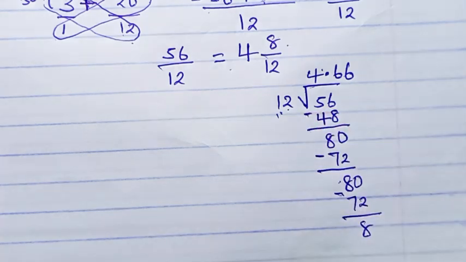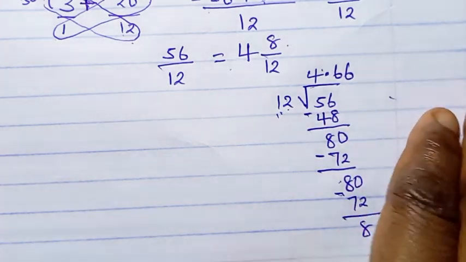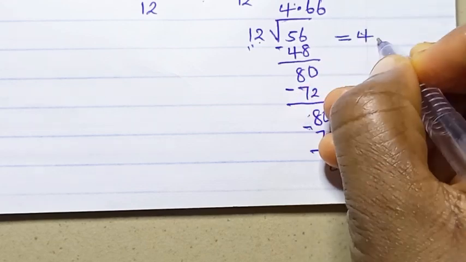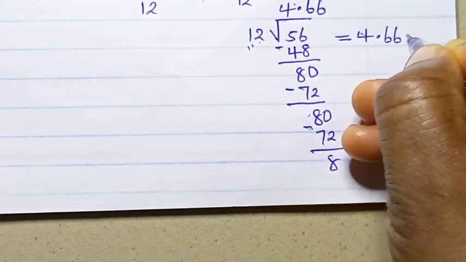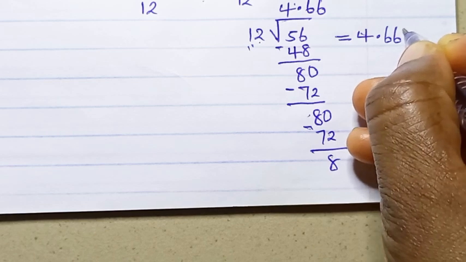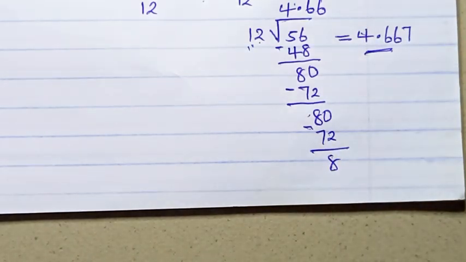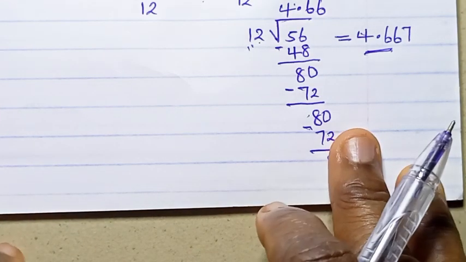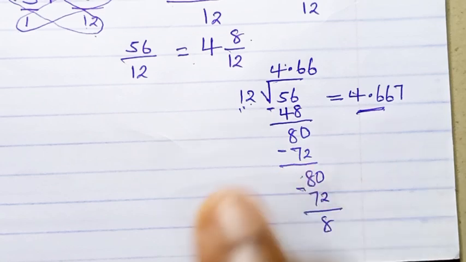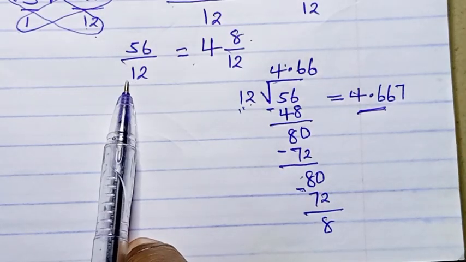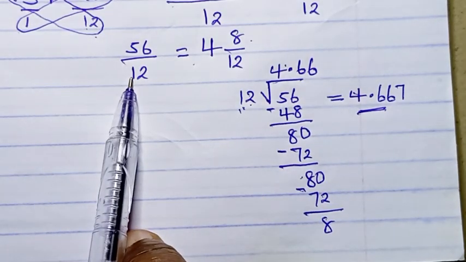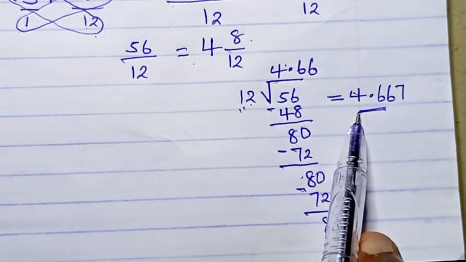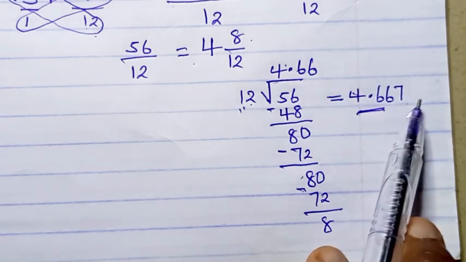All right, so your answer becomes, because it's a recurring decimal, we're going to have 4.66. Let's leave it at 3 decimal places. All right, so this becomes our answer. This is the approximate answer. So you see, we have 3 answers. You have 56/12 as an improper fraction, you have 4 8/12 as your mixed fraction, and you have approximately 4.667 as your decimal number.